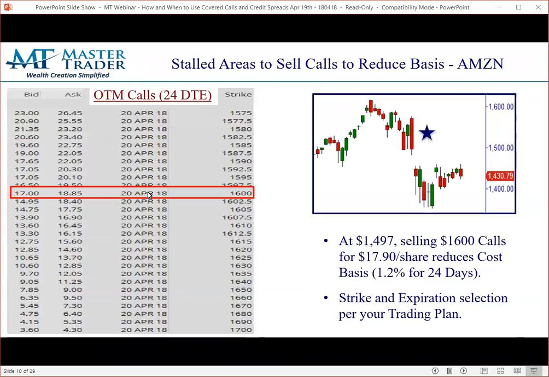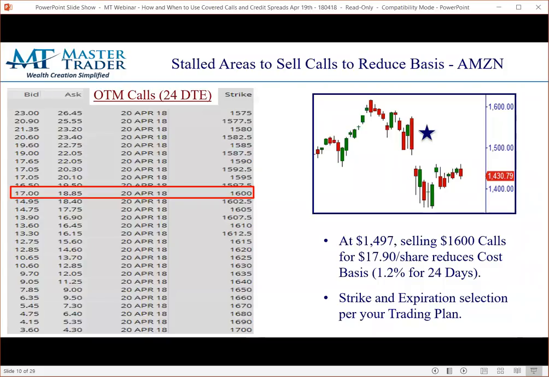This is my option quote screen where the stock is trading, which I typed in here for you, $14.97. So at the money means the closest strike price to that. So that would be $14.97.50.